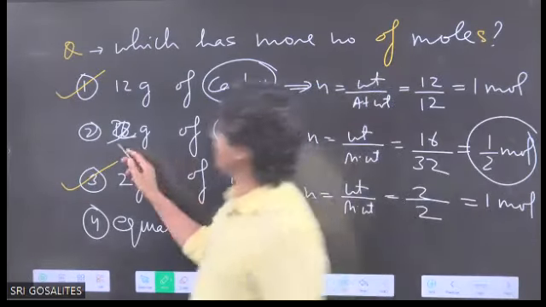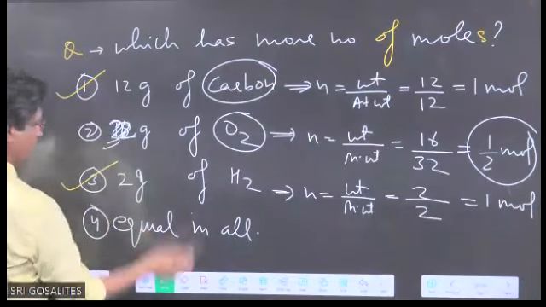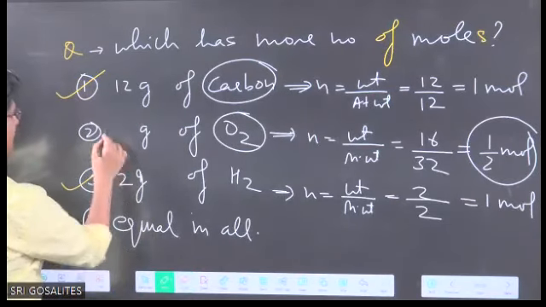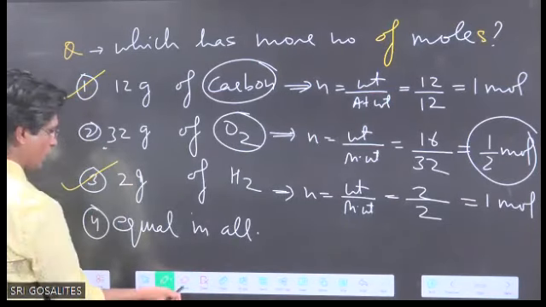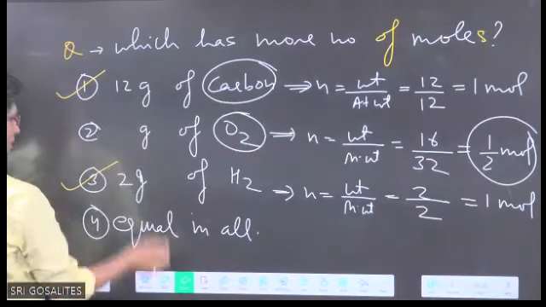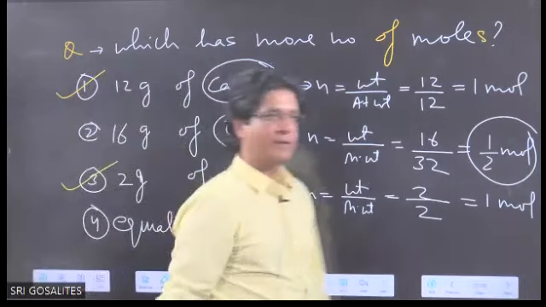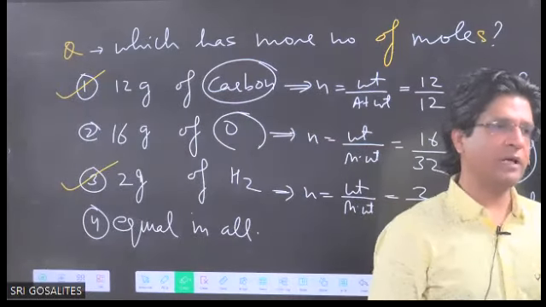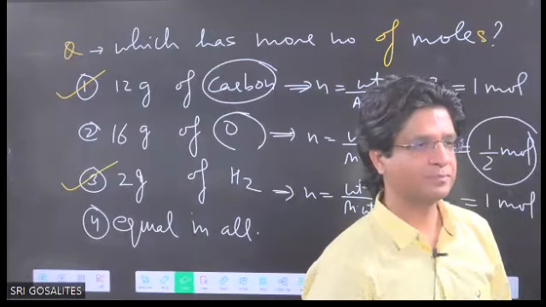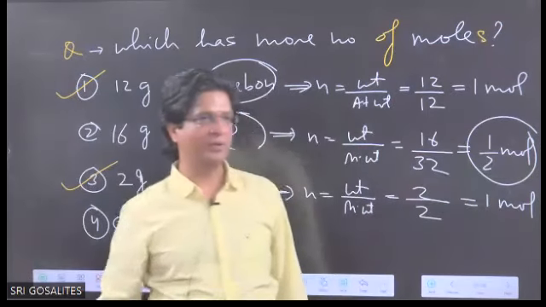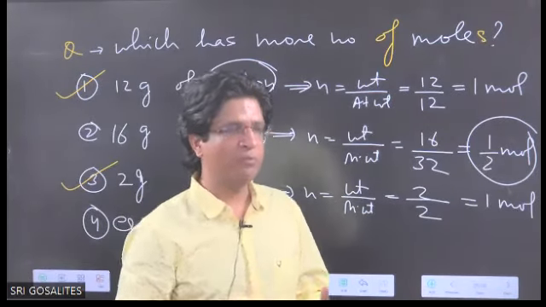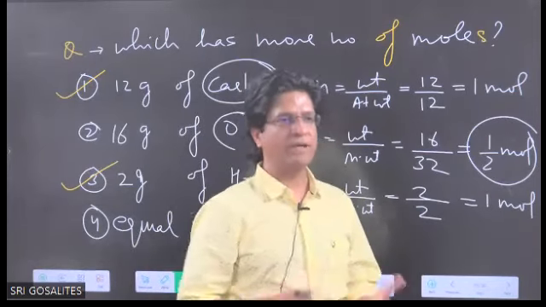Either I can make it 32 gram of O2 or I can say 16 gram of O. One and the same thing now, okay? Number of moles will be same in all. Good, very good. As you slowly move forward, you will get the confidence, okay?